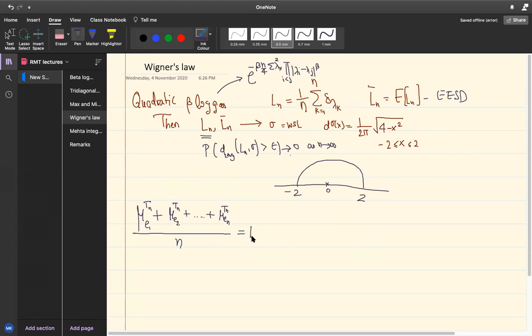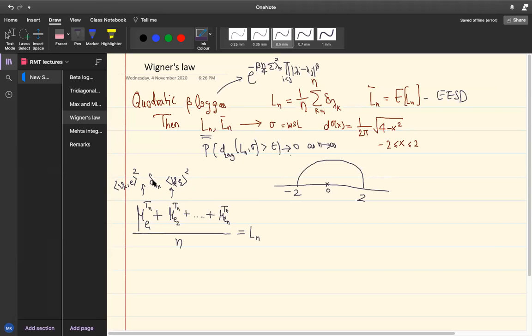This is nothing but Ln actually. It is very easy to see, because when I take mu of T and E1, delta lambda k will come with the weight of the kth eigenvector's first coordinate squared. That will be the weight of that in this measure. In this one, the weight of that same thing will be the inner product of vk with E2, squared.